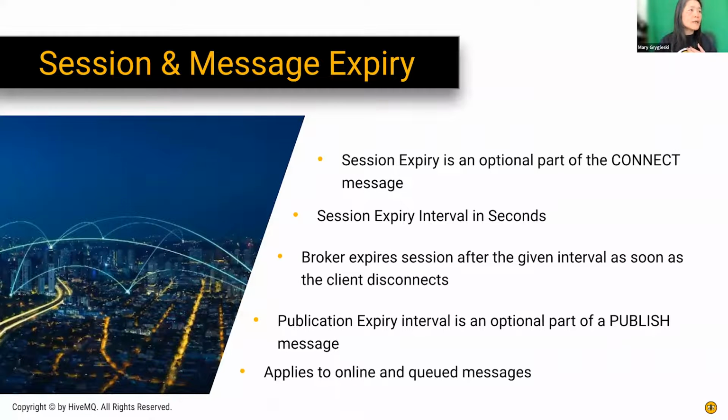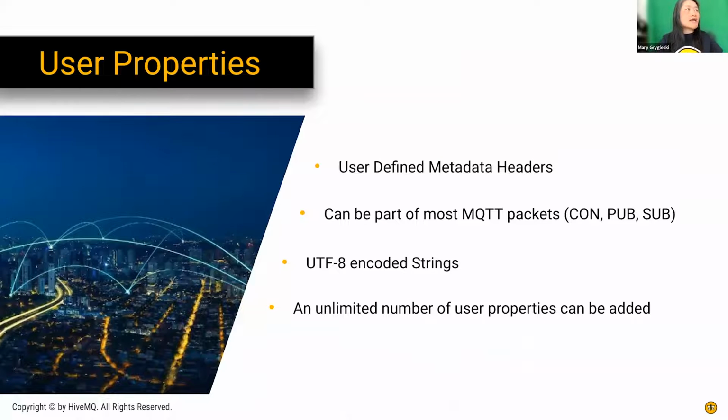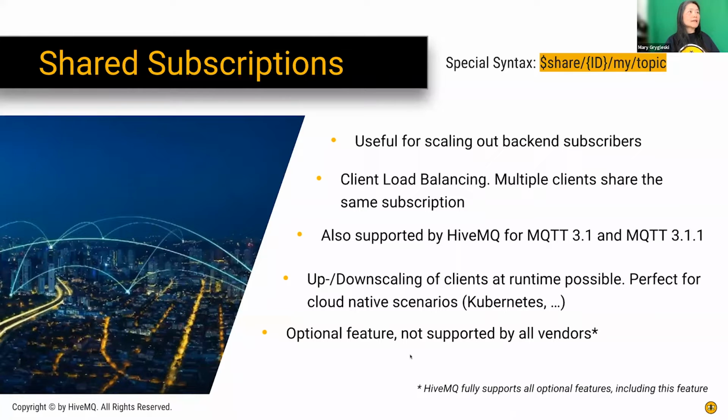And again, this is an optional part of a publish message too, and it applies to online and queued messages. And user properties. This essentially gives your application, or the programmers, more control over the metadata headers. It can be part of most of the MQTT packets, like connect, publish, and subscribe. It has UTF-8 encoded strings, and you can add as many user properties as you need. Again, it's all optional.